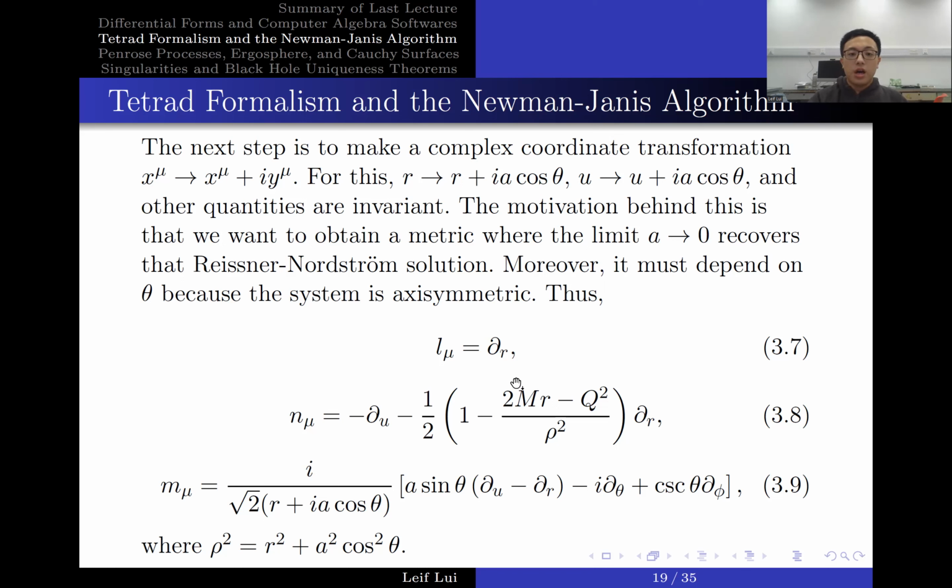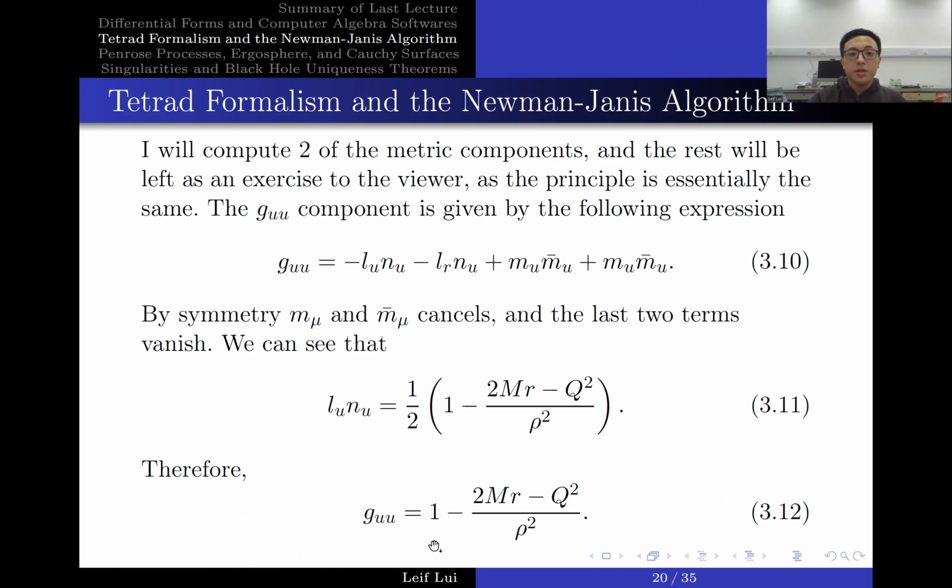So thus, we have the new set of null tetrads. L mu is this, N mu is this, and then M mu is this, where rho squared is equal to r squared plus a squared cos squared theta. I will compute 2 of the metric components, and the rest will be left as an exercise to the viewer, as the principle is essentially the same.